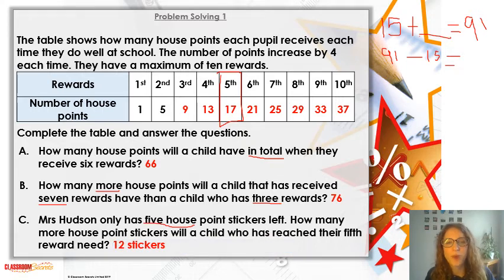Okay, so it'd be 12 because we got 17. Take away the 5 stickers she's already got, which gives us 12. So she needs 12 more stickers. Okay, well done.